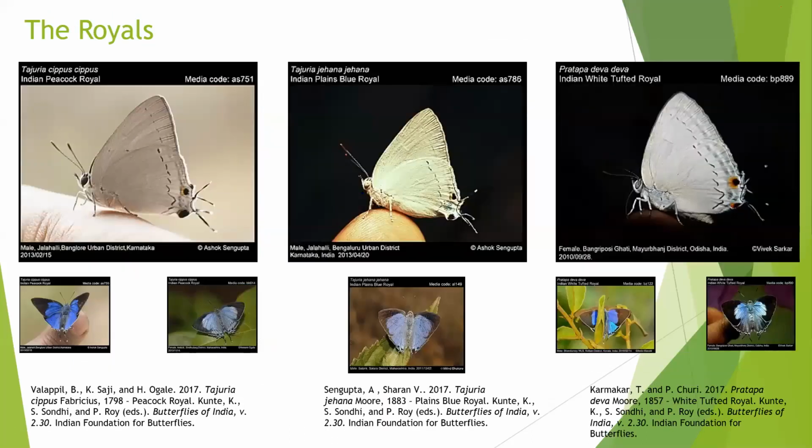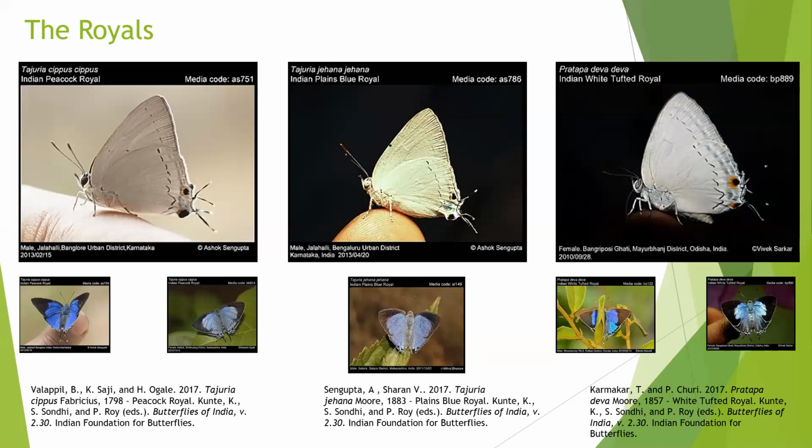Now we come to the royals. There are many royals, but three royals are commonly seen near the city limits. One is the peacock royal, the most common butterfly, the plains blue royal and the white royal. First of all, I'll tell you about the plains blue royal, which is the smallest of all the three royals.